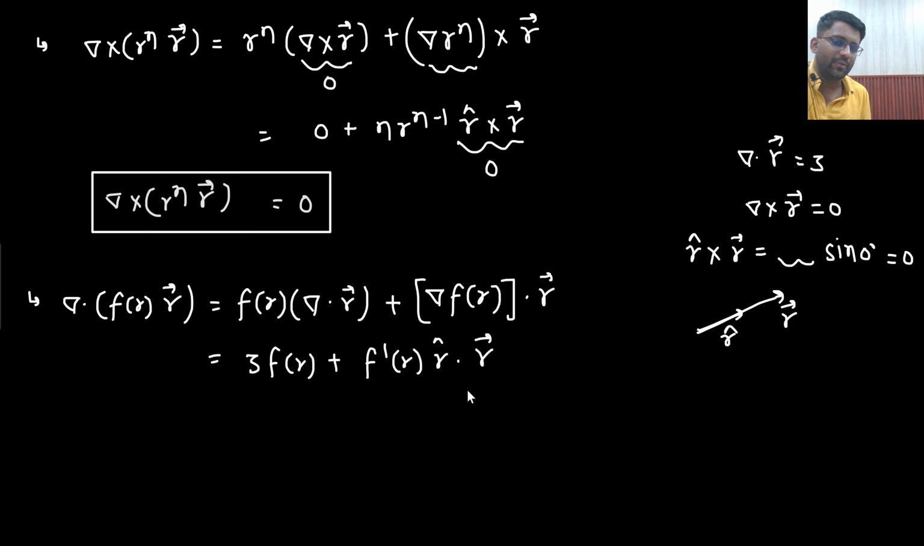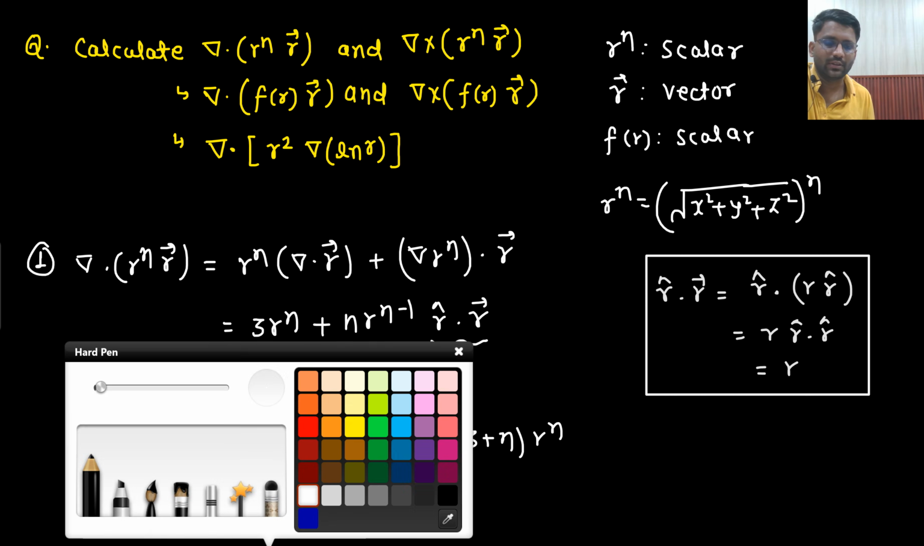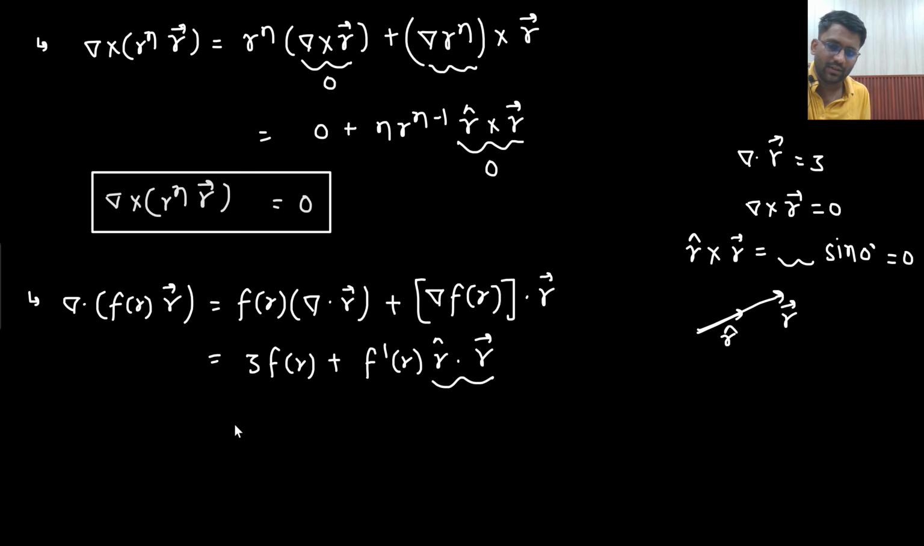f'(r) r cap dot R vector. What will this give you? This will give you nothing but r only. Just keep it in a box so that you remember. r cap dot product with R vector will give you nothing but r. So what is it giving us? 3f(r) plus f'(r) r. That's the final result of this.